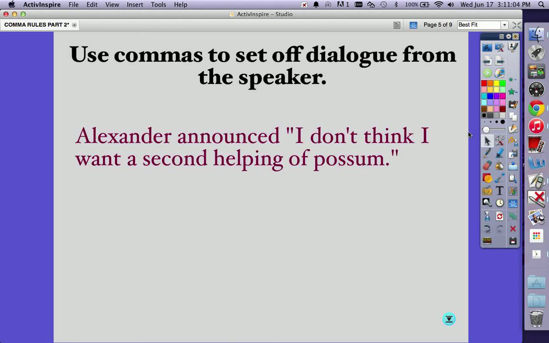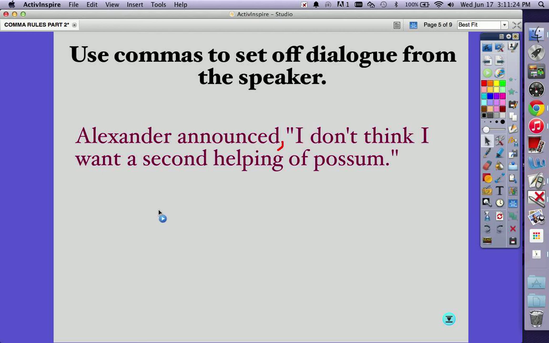Like this, "Alexander announced, 'I don't think I want a second helping of possum.'" Okay, so here is what the dialogue is in the quotation marks: "I don't think I want a second helping of possum." I have to separate that from the narration with a comma, like so.